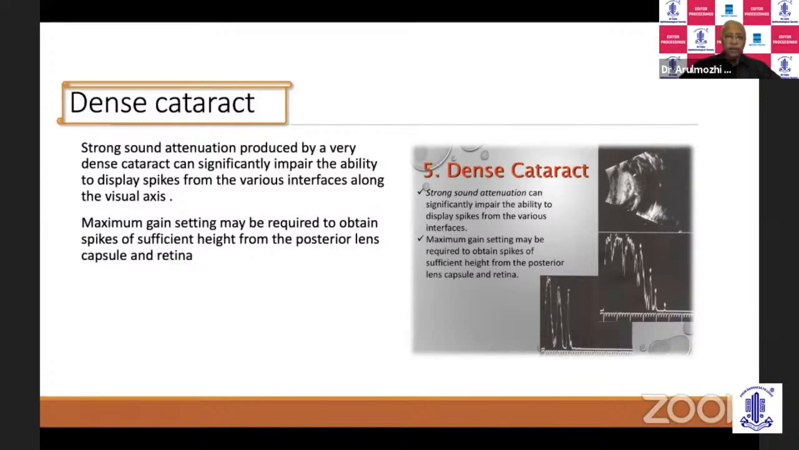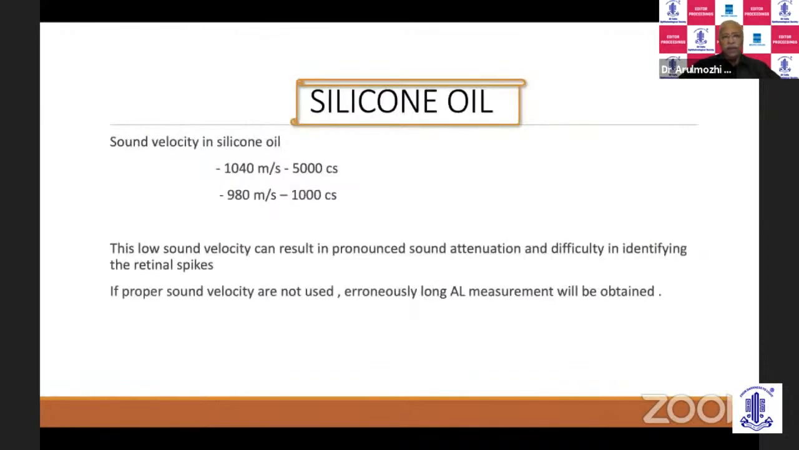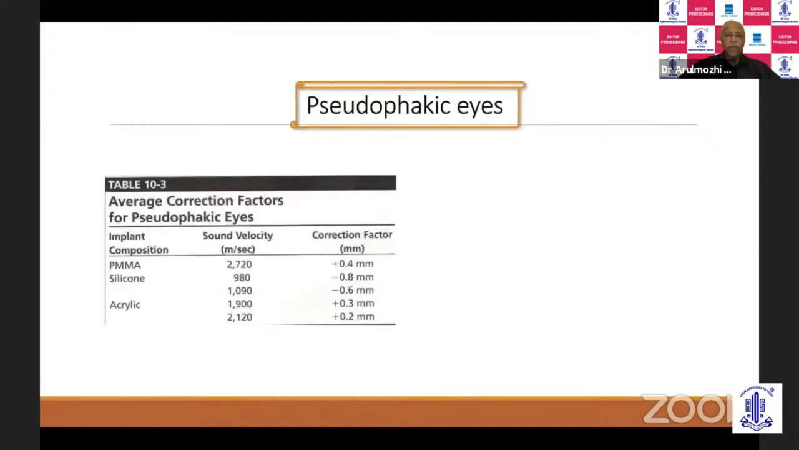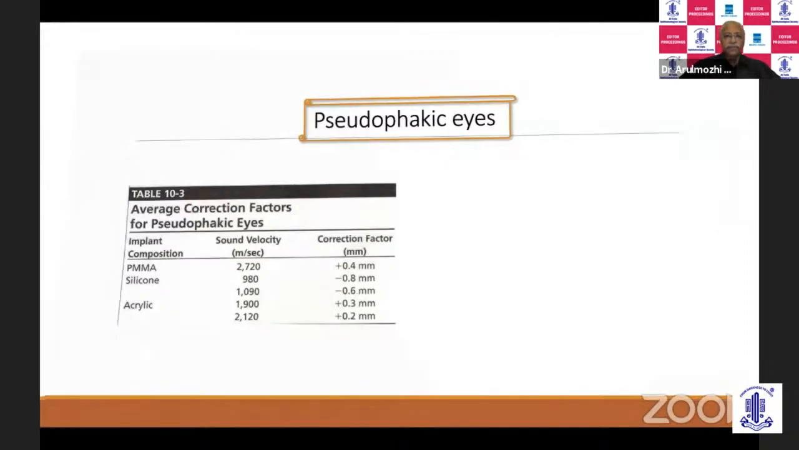So learn the technique of doing A scan properly, because this is going to serve you in a very difficult situation. Silicone oil filled eyes: check out what kind of silicone oil was put in, 5,000 or 10,000 centistokes or higher than that. Each one of these has a different velocity of propagation of sound, so that has to be entered in to get accurate values. Pseudophakic eyes, if you are going to do them, please check if the lens is PMMA, silicone, acrylic, hydrophilic, and you'll have to enter appropriate correction factors.